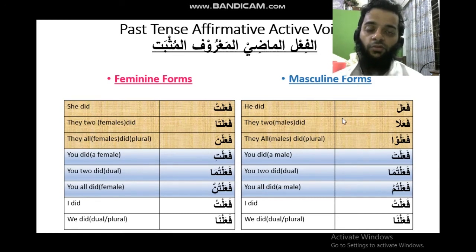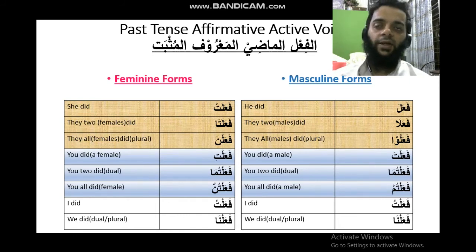So the whole table is like: fa'ala, fa'ala, fa'alu, fa'alat, fa'alata, fa'alna, fa'alta, fa'altuma, fa'altum, fa'alti, fa'altuma, fa'altunna, fa'altu, fa'alna. Again, fa'ala, fa'ala, fa'alu, fa'alat, fa'alata, fa'alna, fa'alta, fa'altuma, fa'altum, fa'alti, fa'altuma, fa'altunna, fa'altu, fa'alna.